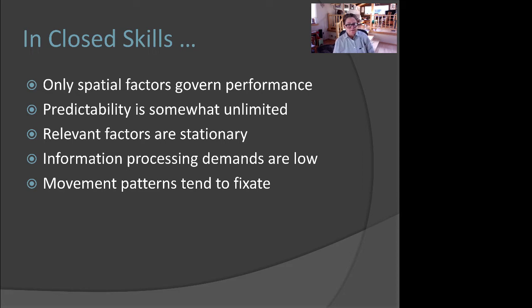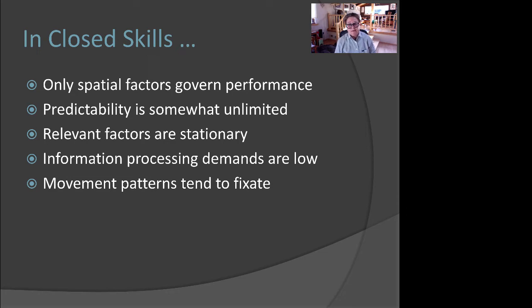In closed skills, only spatial factors govern performance. In other words, there are no temporal factors because there are no moving factors. There are temporal factors related to the person, the performer, and his or her body. In other words, how fast do I move my arm? How much do I swing my hips? However, that's not related to the relevant factors in the environment. Remember that that's where we are isolating our attention at this particular time.